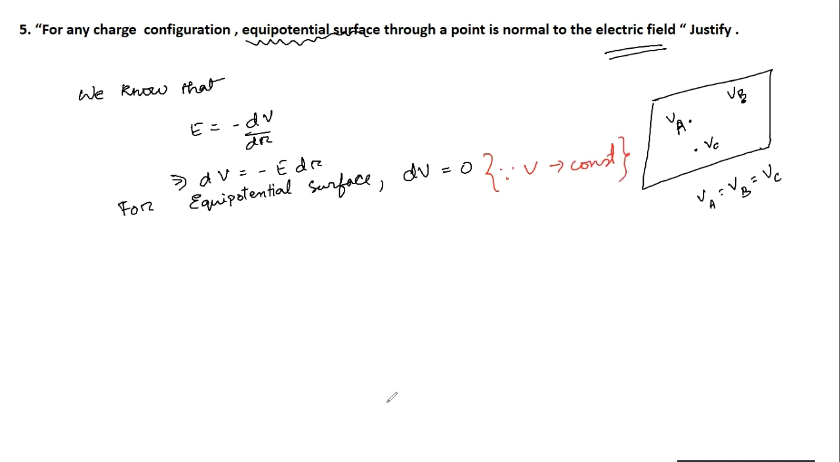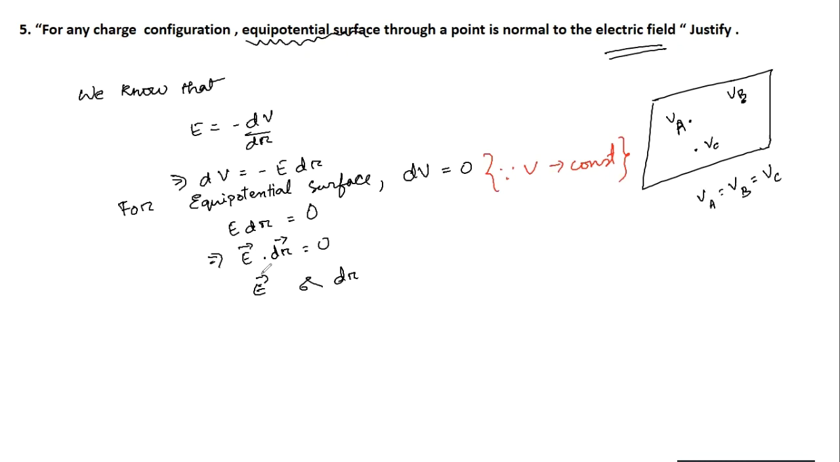Okay. So since your V is constant, your potential dV part becomes 0. So you get something like this: E dot dr is equal to 0. Now since both of them are vectors, if you take the dot product of these two, it turns out to be 0. So that means the electric field E and dr have a dot product of 0.